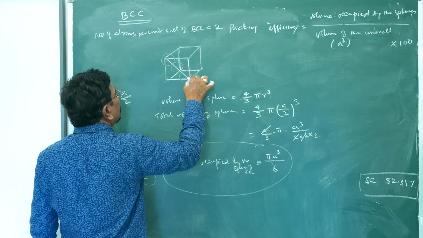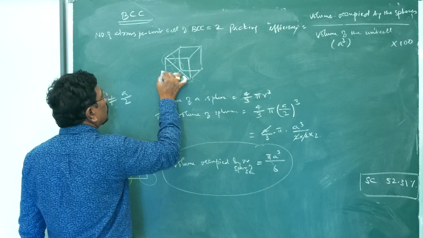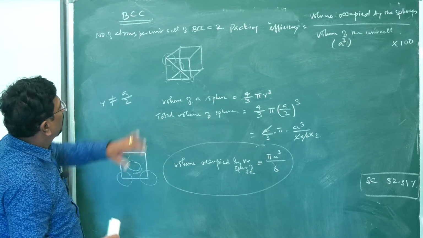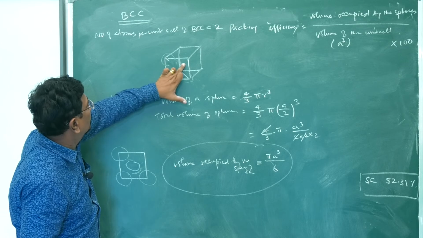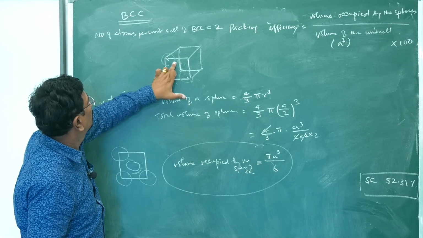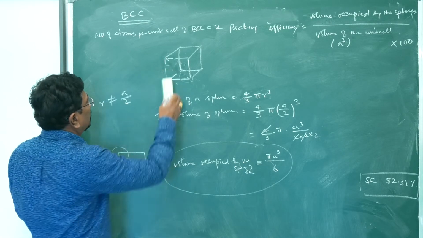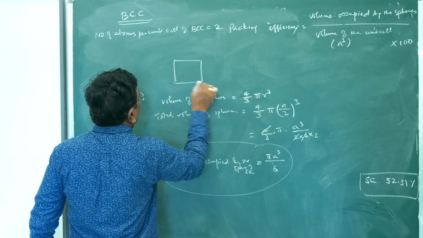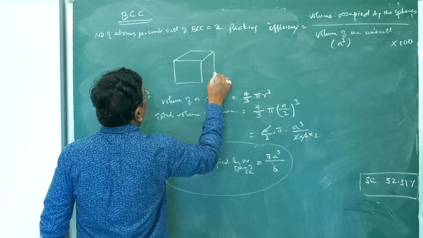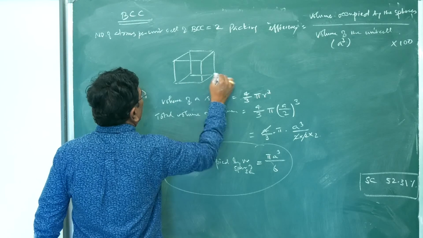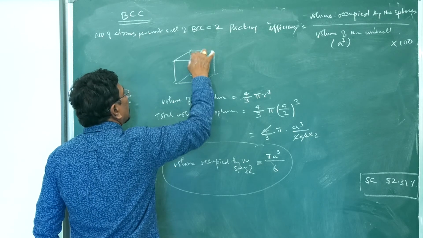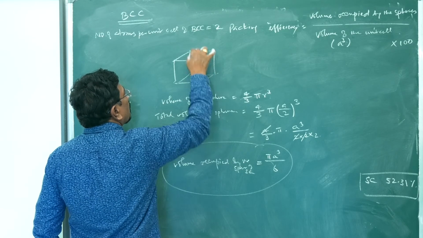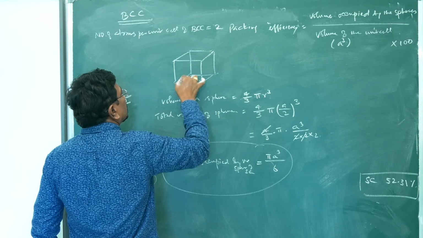The square of this length is equal to the sum of the squares of these two lengths. But here, this way it is not connecting. It is connecting the other way. A square made into a cube. This point touches this point, or this point touches this point.